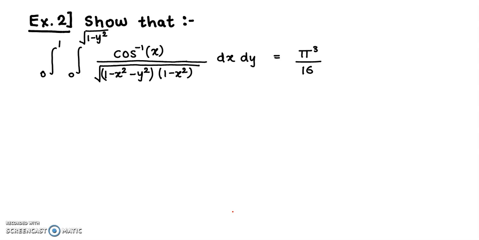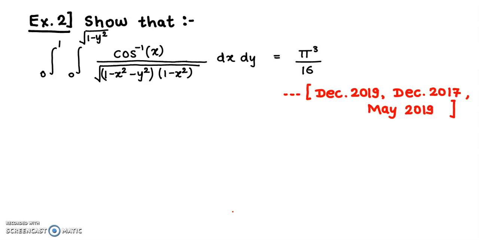Now let's discuss one more example. Show that the integral from 0 to 1, integral from 0 to square root of 1 minus y square, of cos inverse x upon square root of 1 minus x square minus y square, into 1 minus x square, dx dy. We have to show that the value of this integral is equal to pi cube by 16. This question was asked in SPPU December 2019, December 2017 and May 2019 exams.